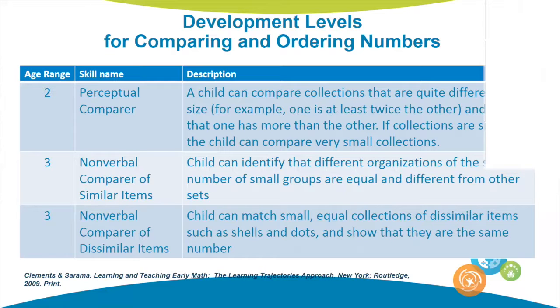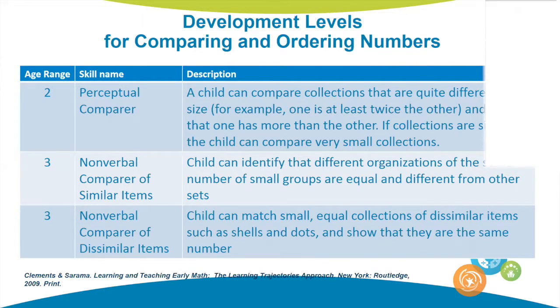Just to go through this chart really quickly, when we're talking about comparing and ordering numbers, you really want the students to compare collections that are noticeably different, so one is at least twice as large as the other. You'll see that in some of the very initial lessons. Also, students are identifying the number of objects in small groups organized in different ways. We're also looking to see that the student can match small equal collections of items that are not exactly the same.